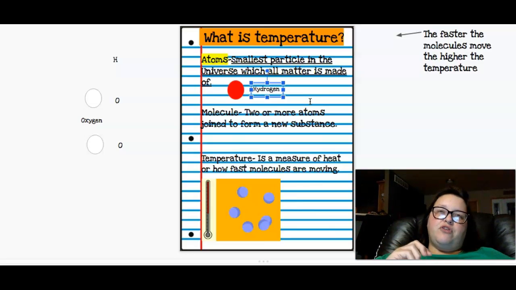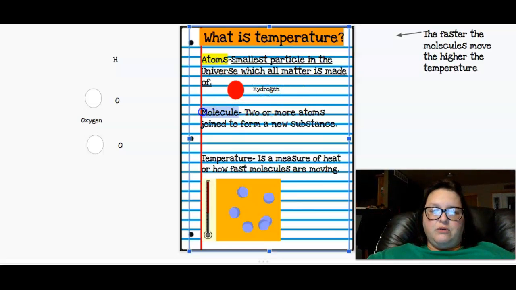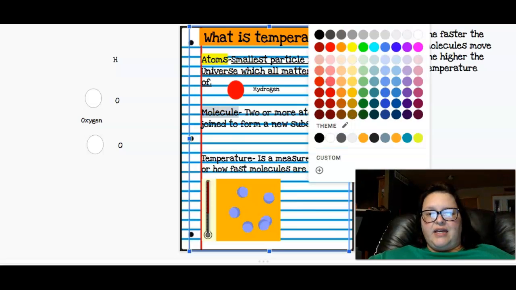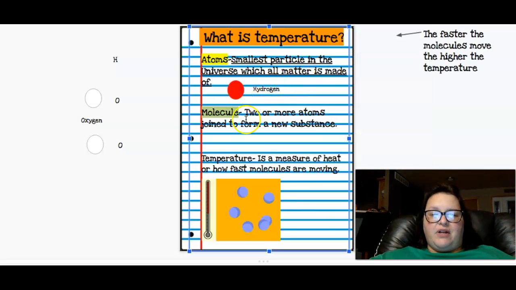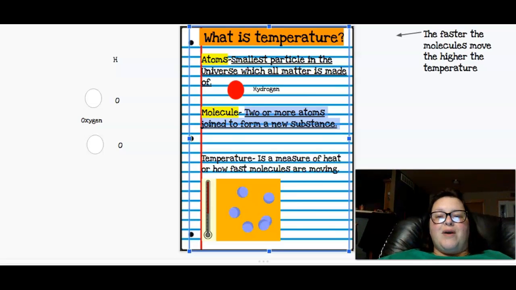Okay, the next thing we have to know before we know temperature is the word molecule. So I'm going to highlight it in yellow for you, and I'm going to underline the definition. Okay, so a molecule is two or more atoms joined to form a new substance. So you may have heard of molecules before, but that is the scientific definition.